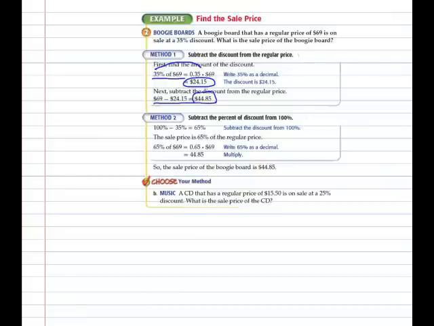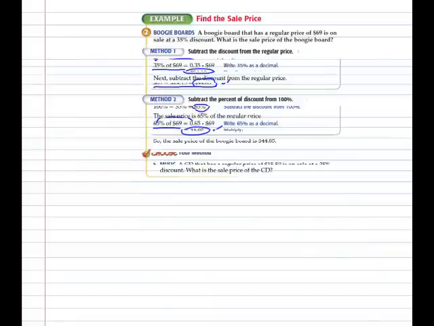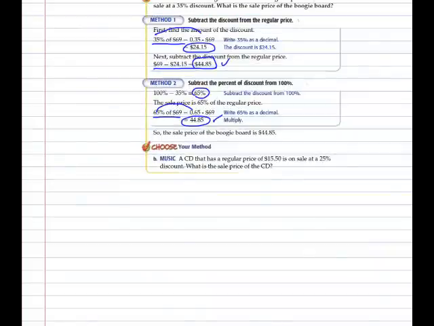In method number 2, similar to what I did in previous method number 2, only this time instead of adding the percent, I'm going to subtract the percent. 100% would be regular price, minus 35%, which is the percent of discount, gives me a price for the item of 65%. So I'm going to find 65% of $69, change 65% to a decimal, 0.65, multiply it times $69, and my result is exactly the same as I get up here, $44.85. I'm going to use that method down here in B. In fact, we'll do it both ways.